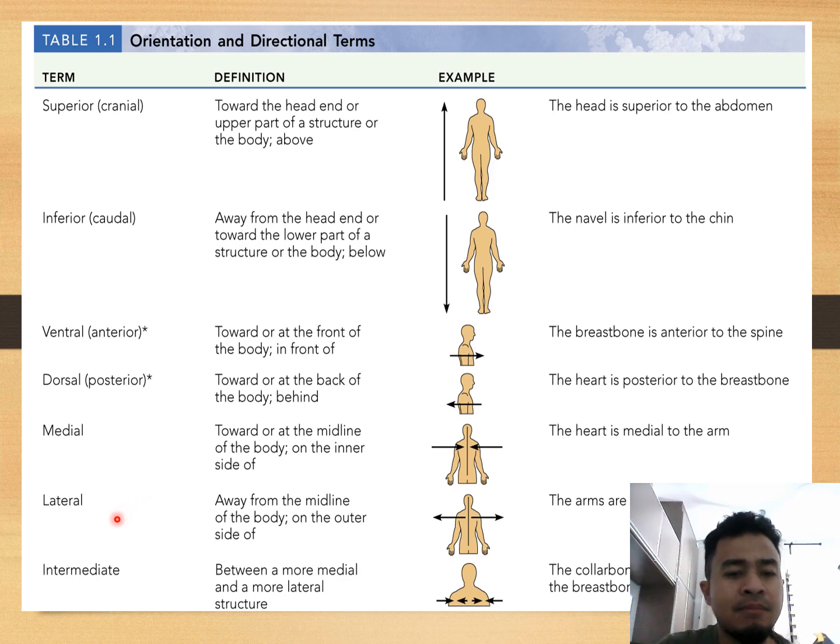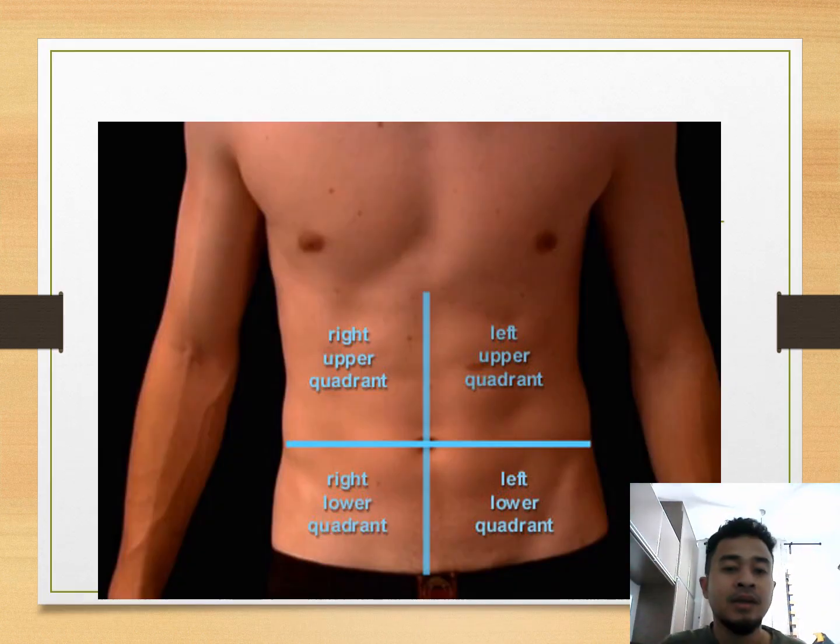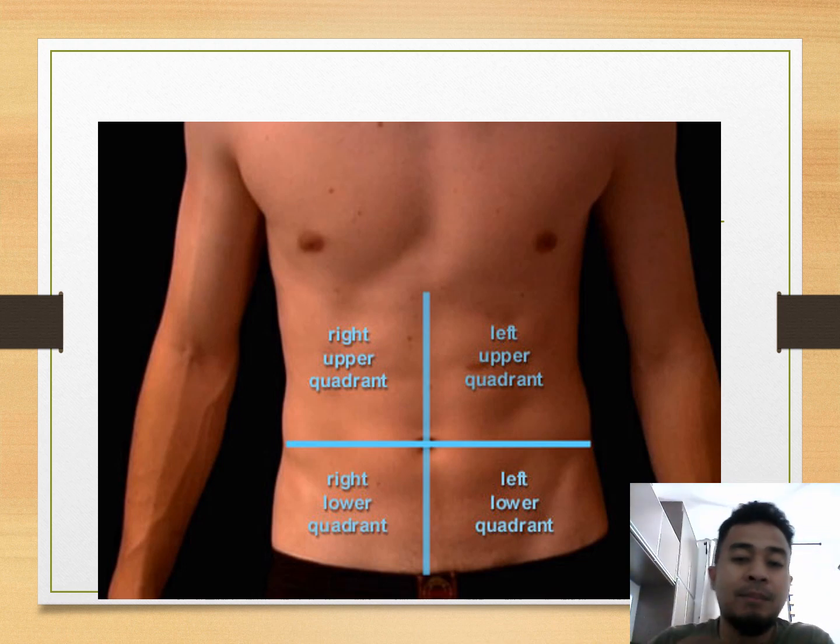I would like to discuss medial. It is toward our midline, to the center. Lateral is away from the midline, and bear in mind we have intermediate, which is between a more medial and a more lateral structure, in between. This is intermediate, which parts of our organs are more intermediate and so on. In the body, in our abdomen, we have the right upper quadrant, left lower and right lower. We have right and left, upper and lower quadrants.